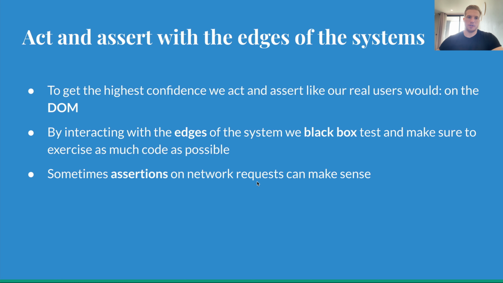So act and assert with the edges of the system. So to get the highest confidence, we act and assert like our real users would on the DOM. By interacting with the edges of the system, we black box test and make sure to exercise as much code as possible. Because sometimes assertions on network requests can make sense for asserting that the use case went successfully, like it got saved in the database.